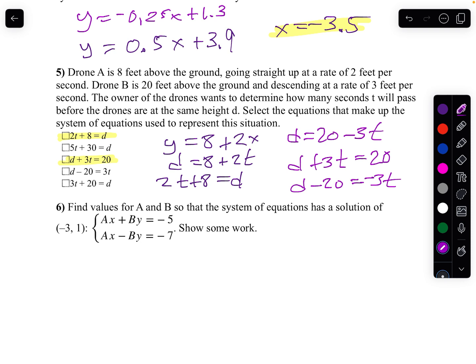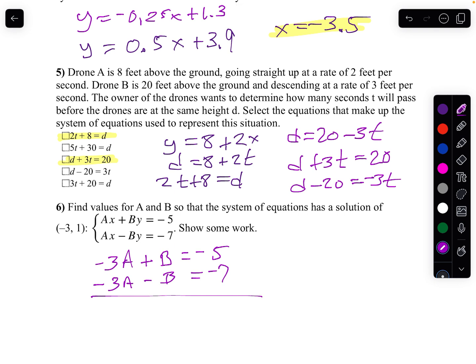On question number 6, we're going to replace x and y in our equation. Write your number first. Some of you were writing the number second and really getting confused. So I'm going to say negative 3x plus b equals negative 5. Why did I say x? I meant a. Sorry about that. Negative 3a plus b equals negative 5. Second one, negative 3a minus b equals negative 7. This one is set up.